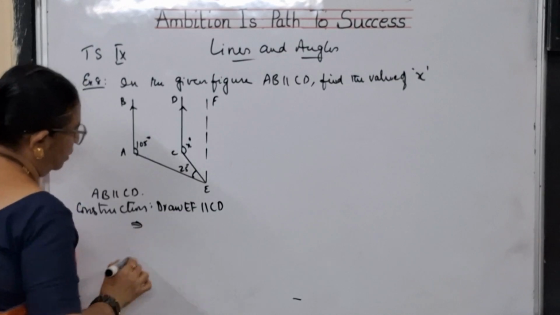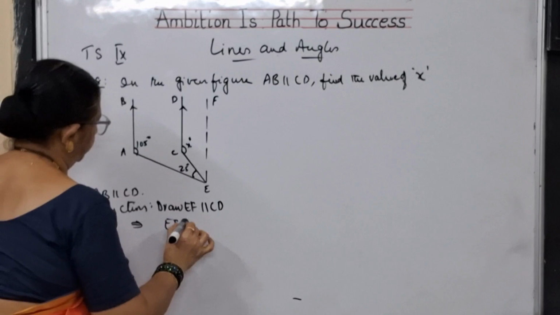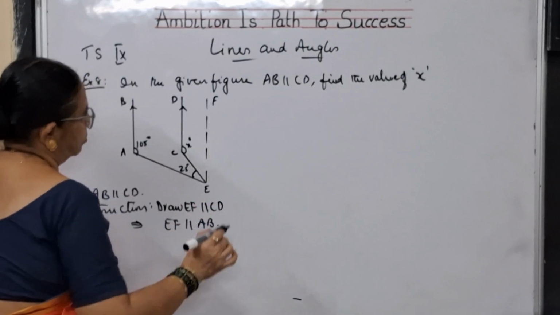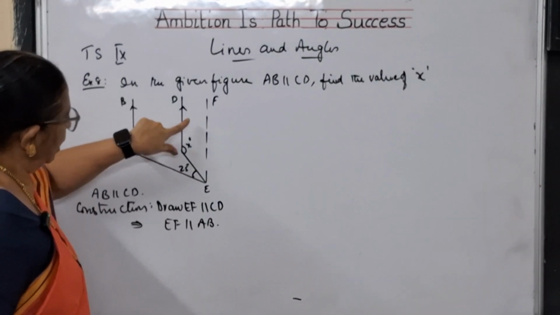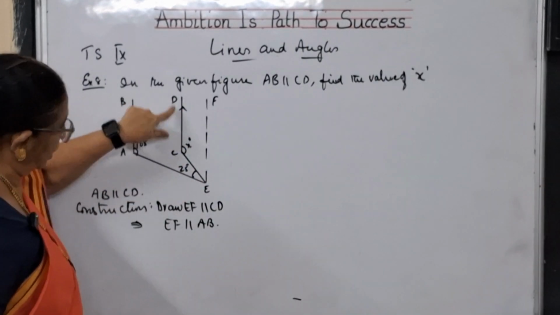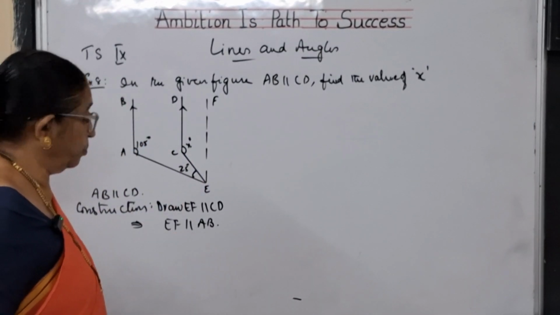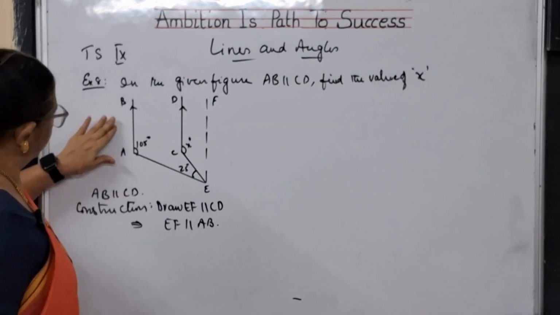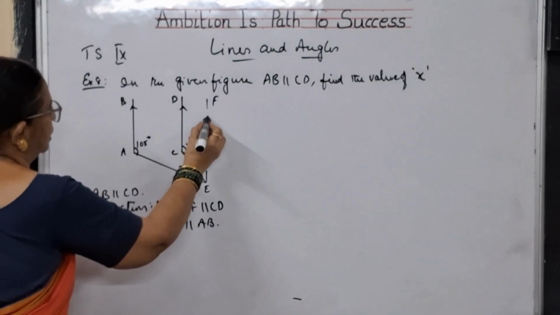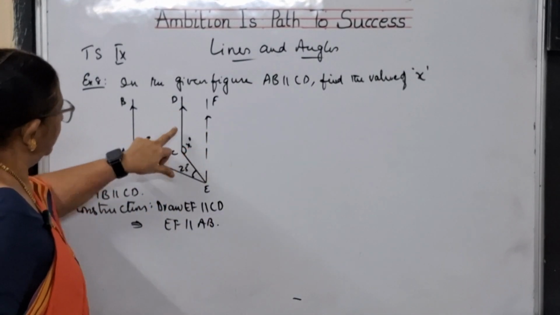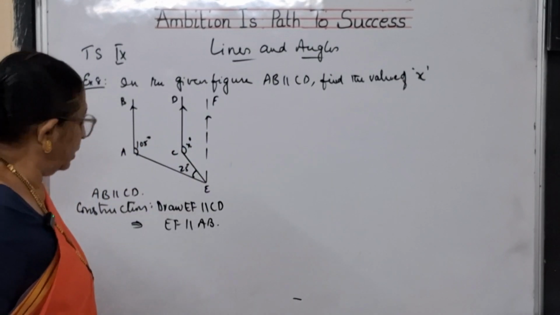What does this imply? If EF is parallel to CD, automatically EF will be parallel to AB. Because if any two lines are parallel and a line is parallel to one of them, then definitely it is parallel to the other one also. This is the parallel lines property. AB and CD are parallel lines, and EF is drawn parallel to CD. Since CD is parallel to AB, EF is parallel to AB.